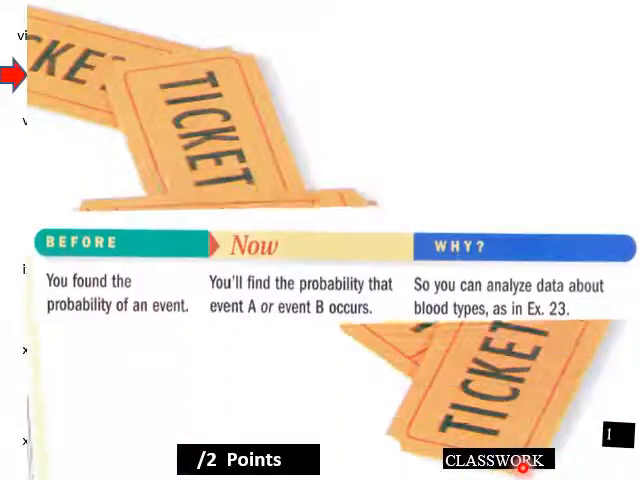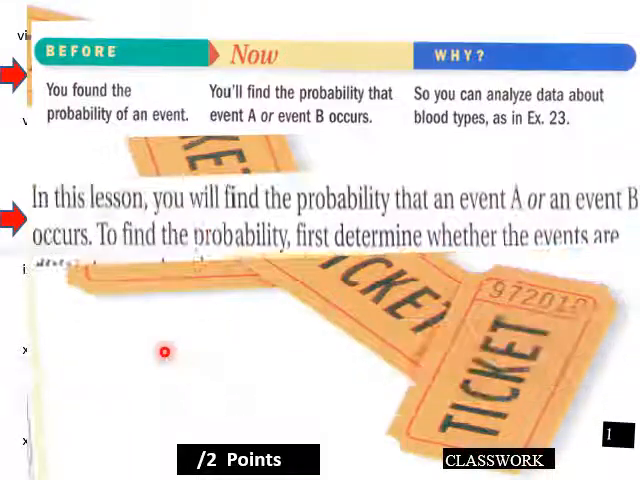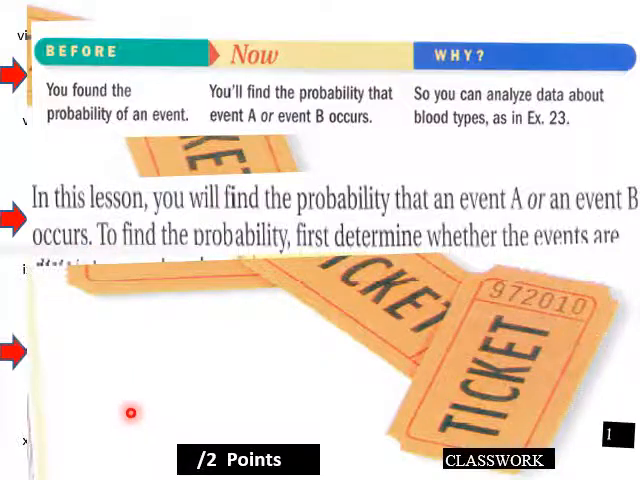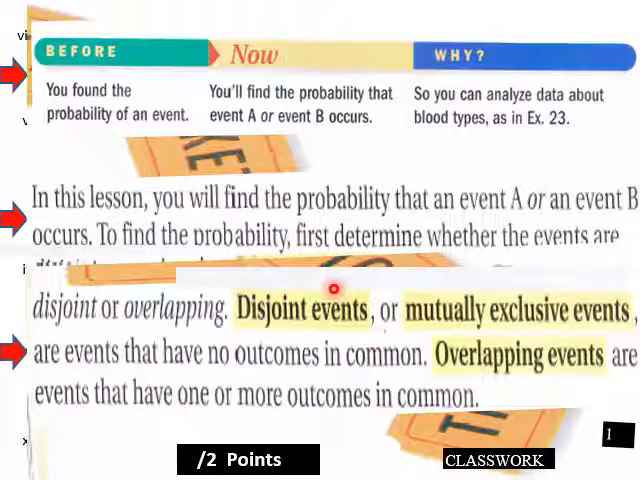Okay, into our lesson today, classwork 1. In this lesson, you'll find the probability that an event A or an event B occurs. To find a probability, first determine whether the events are disjoint or overlapping. Disjoint events, or mutually exclusive events, are events that have no outcomes in common.